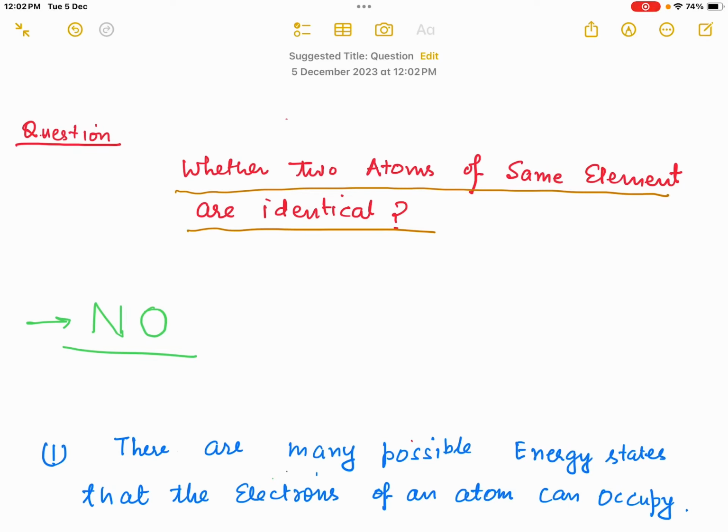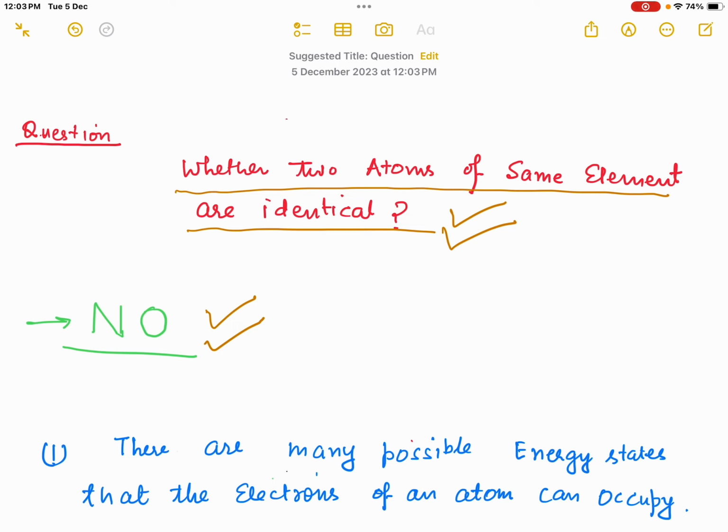We shall find the answer to a simple question: whether two atoms of the same element are identical. But the answer to this question is strange: they are not identical. The answer to this question is no.